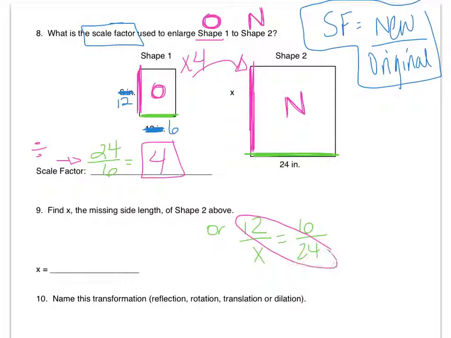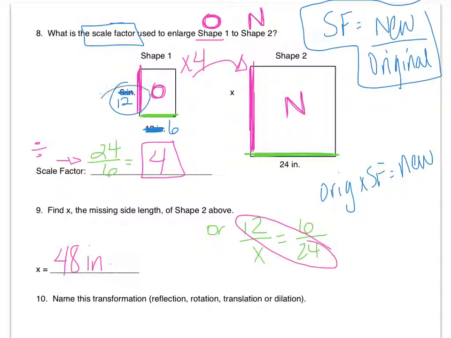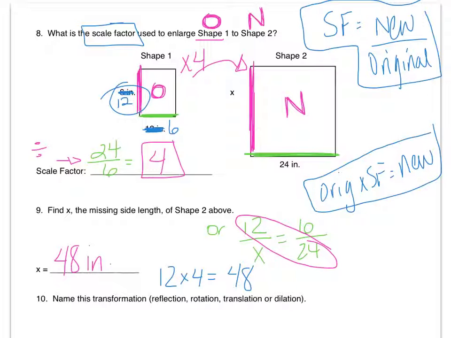So I can just cross multiply and then divide. And when I do, I get 48 inches. But I'm going to tell you another way you could do this. Because we know our scale factor, I could take my original side times my scale factor, and that would tell me my new side. So my original side was 12, and I can multiply that by my scale factor, which was 4, and that's how I could also get 48. So either way you do it is great.